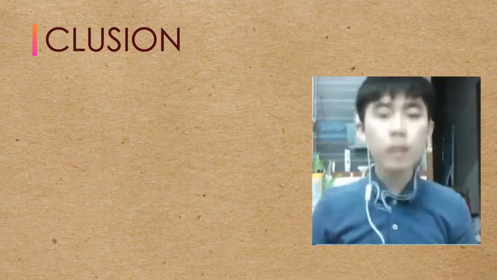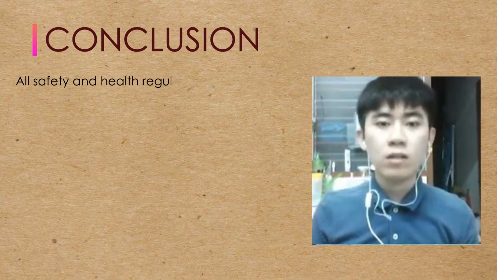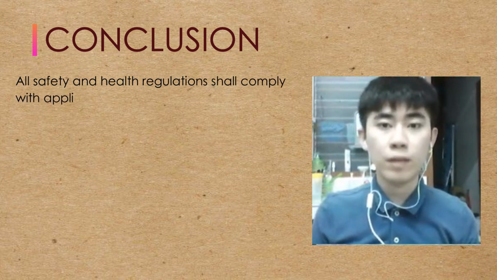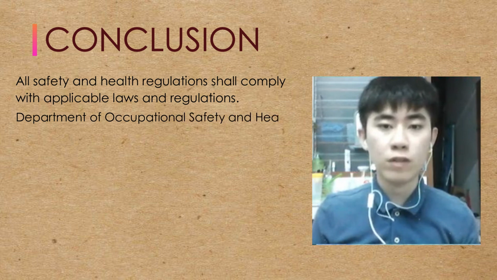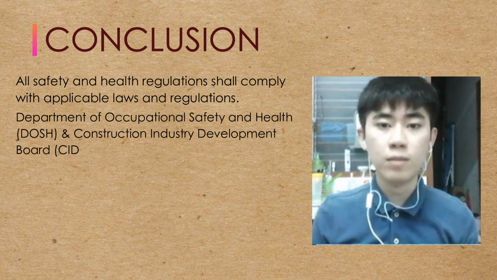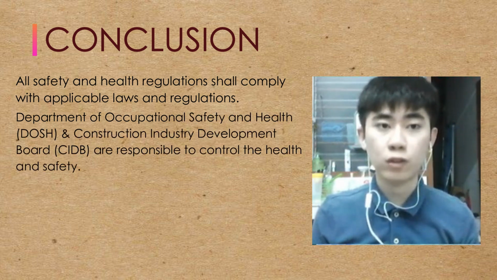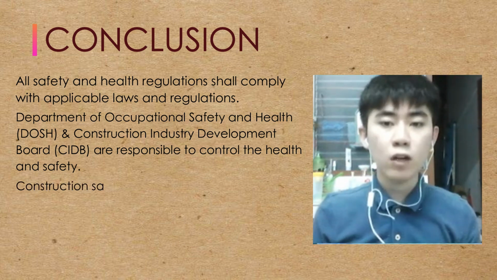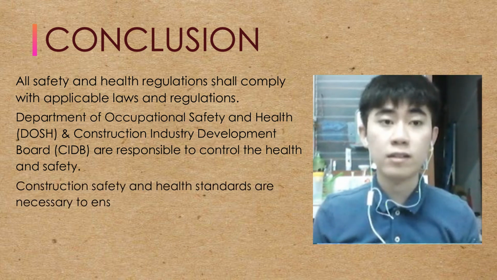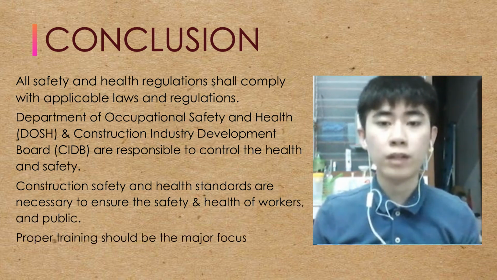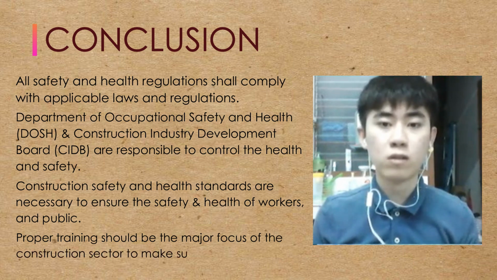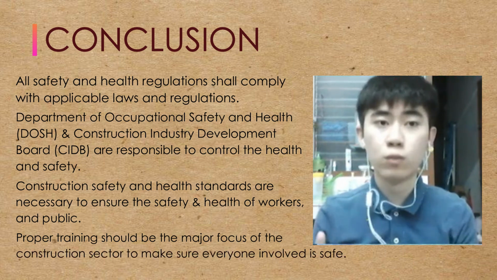In conclusion, all safety and health regulations should comply with applicable law and regulation. The Department of Occupational Safety and Health and the CIDB are responsible for controlling health and safety, so that construction safety and health standards are necessary to ensure the safety and health of workers and the public. Proper training should be the major focus of the construction sector to make sure everyone involved in this sector is safe.